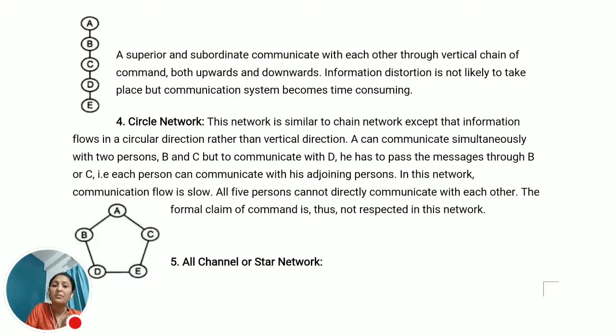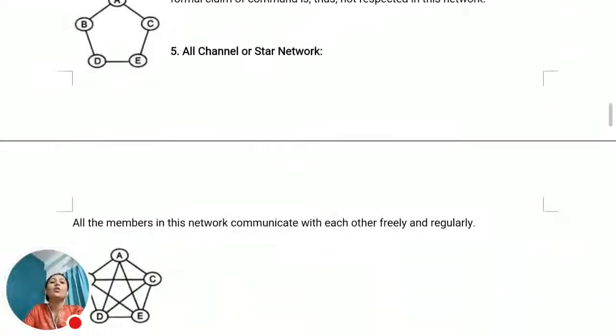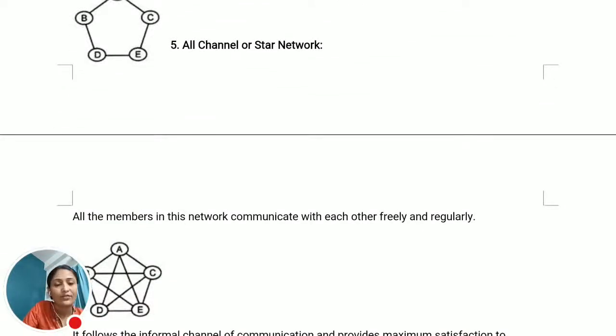The formal claims of demand is thus not respected in this network. Okay, we can come to know that these are very similar, but there is upward and downward flow of communication. Here the flow of communication is circular, the only difference between the chain network and the circular network. And last but not the least is all channel or star network.